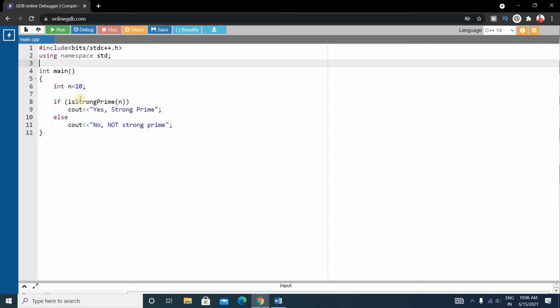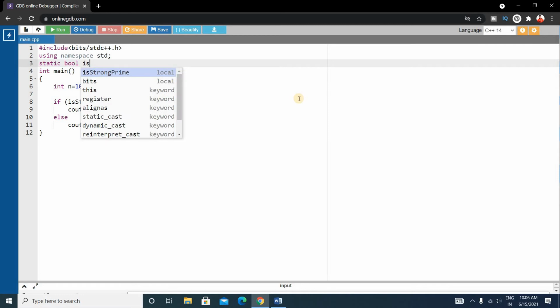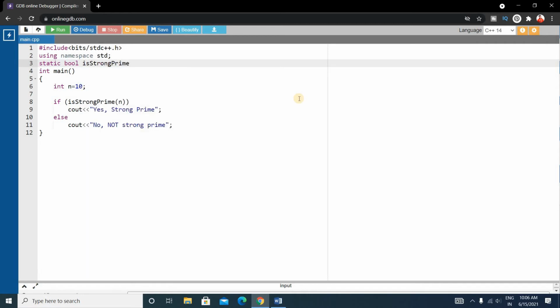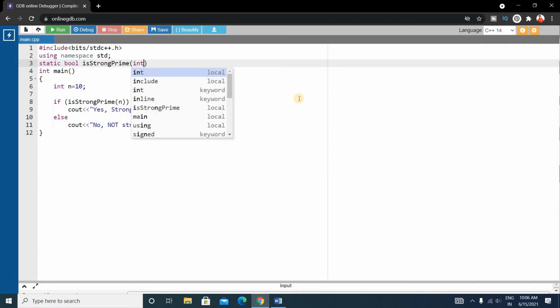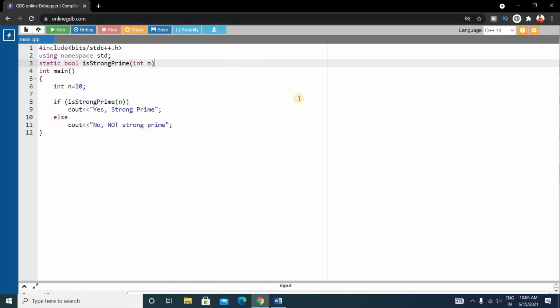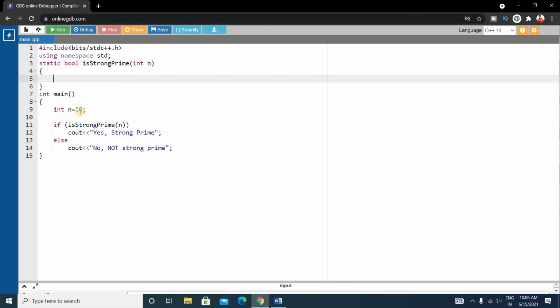be boolean because we'll return true or false, and write here static bool isStrongPrime, and inside this write int n. Now the number given by the user will come here, and now we'll check if this number is prime or not. So our first task is to check if this number is prime or not, then we'll check if this is a strong prime or not.